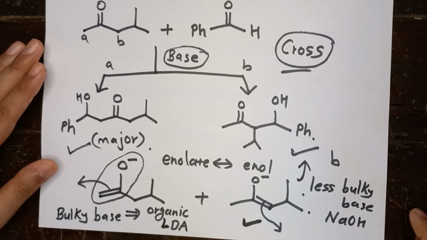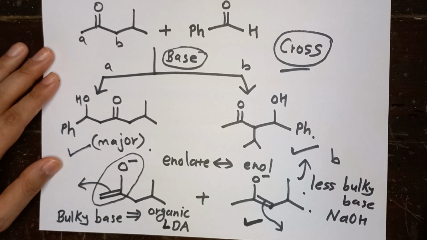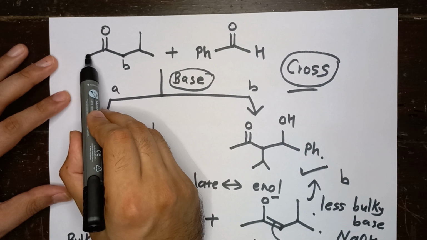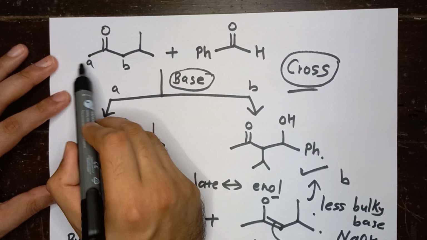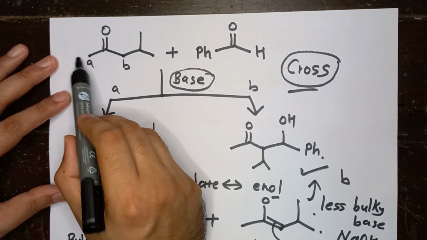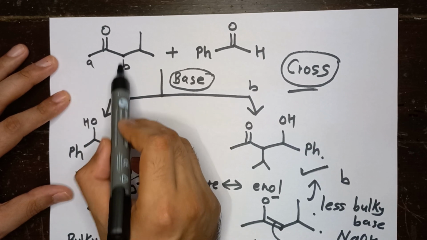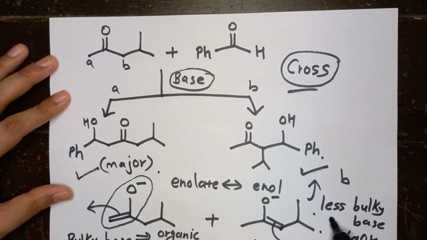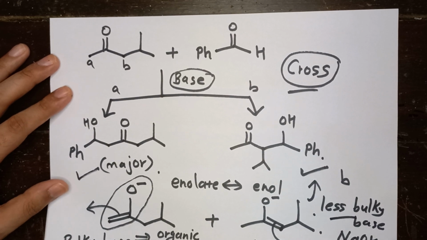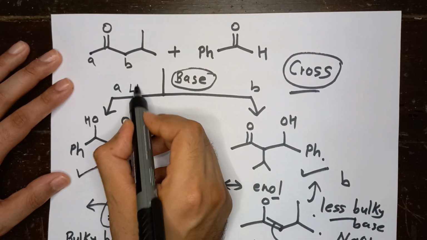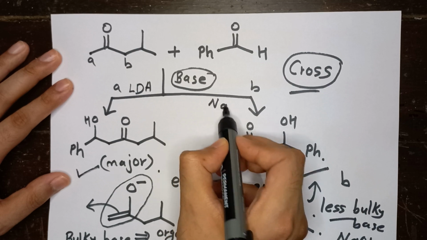Okay, so I hope I'm clear that if you want to connect from the outer side, you need to use the LDA or the organic or the bulky base, and if you want to connect from the inner side, you have to use the less bulky base like NaOH. So here we'll need LDA and here we need NaOH.